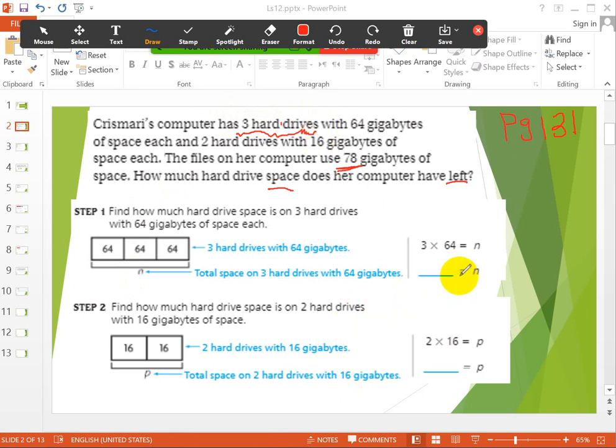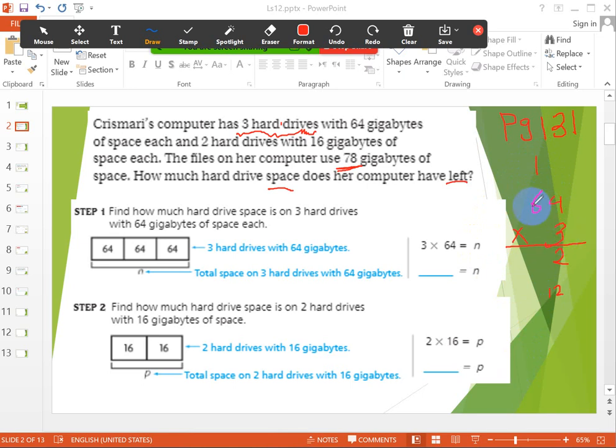If I want to find n here, I have to multiply 64 with 3. And we learned how to multiply a 2-digit number with a 1-digit number. How will I do that? We know that from regrouping. So first thing, I will multiply 3 with the 1's digit. 3 multiply 4 equals 12, right? Can I write 12 right here? No. So I have to put the 2 under the 1's, and I will take the 1 and put it up over the 10's. Okay?